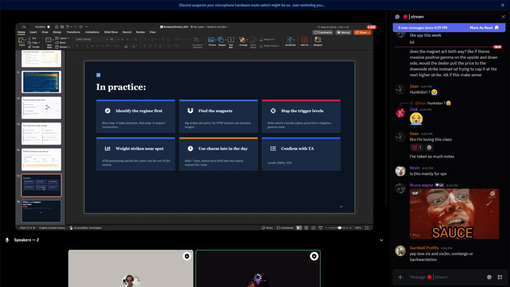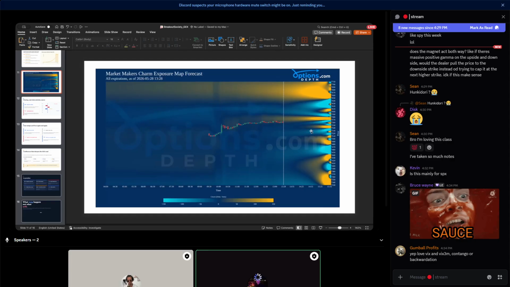Use charm later in the day if you want. Look for these little seams to understand where price can possibly go. This is a bonus. You can use it if you want. I only recommend it for lottos on SPX. Otherwise, don't really worry about this. Only worry about it if you're really interested in knowing what's going on in the background throughout the day, if price is actually being supported or not.